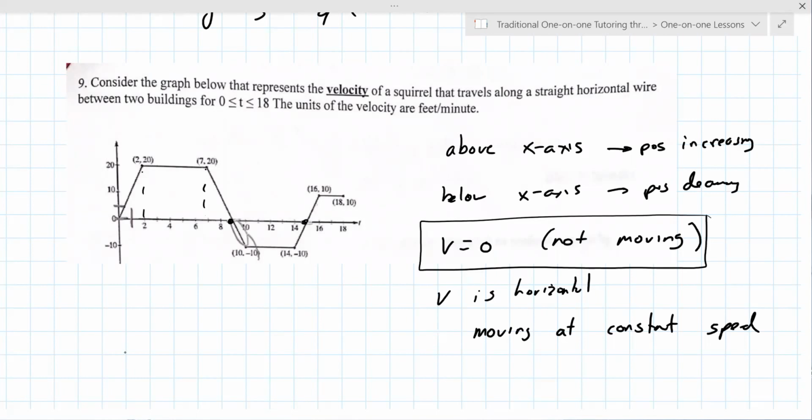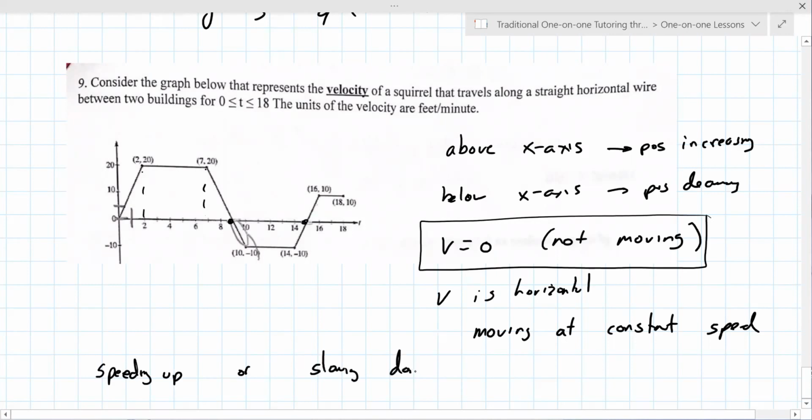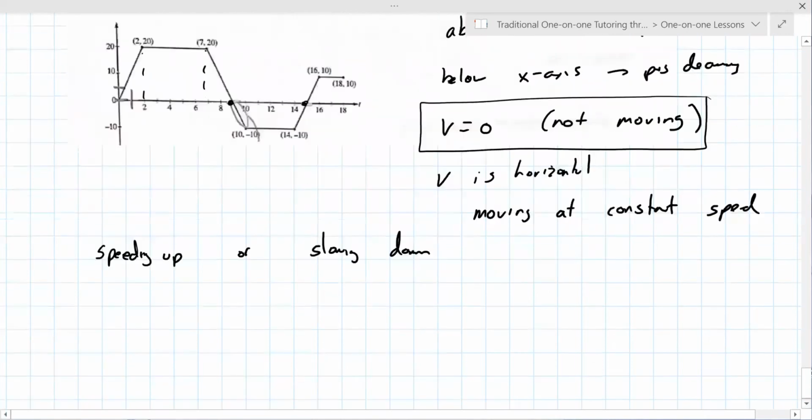Okay, so now we can talk about whether something is speeding up or slowing down. Is that slope? Yeah, we have to look at the slope. So it's speeding up if velocity is positive and the slope is positive.